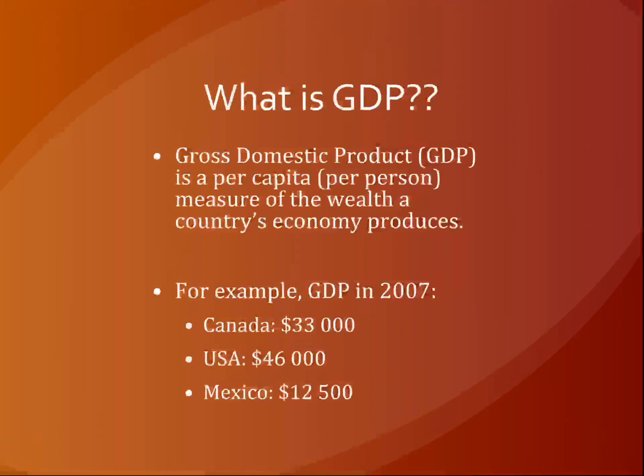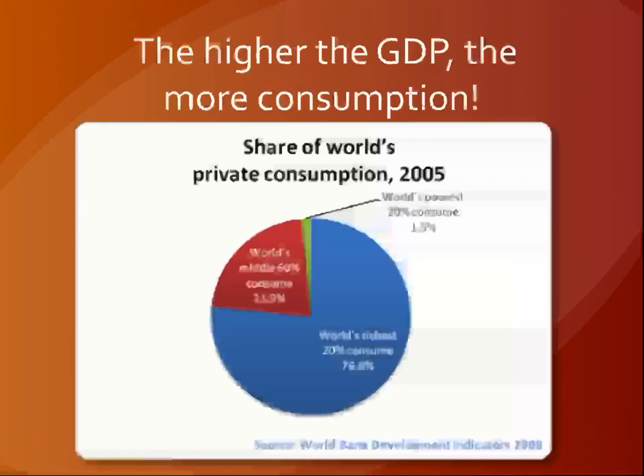For example, in 2007, and I could probably update this, but honestly didn't even think about it till just now, the GDP in Canada per person was $33,000. So it's a way of measuring how rich a country is, right? In the USA, the GDP was $46,000. In Mexico, it was $12,500. And that's done for every country in the world. Some are going to be richer, some are going to be poorer, right? So it's a nice way to see how a country's economy is doing. Like I say, it's just a way of measuring the wealth of a country.